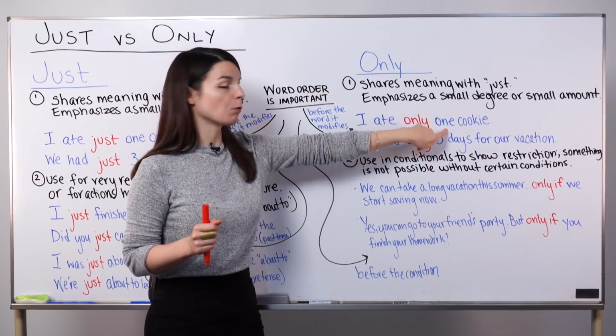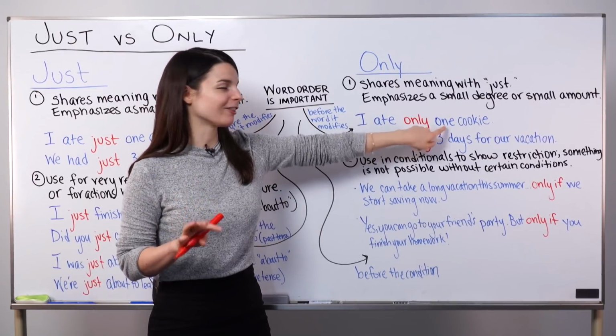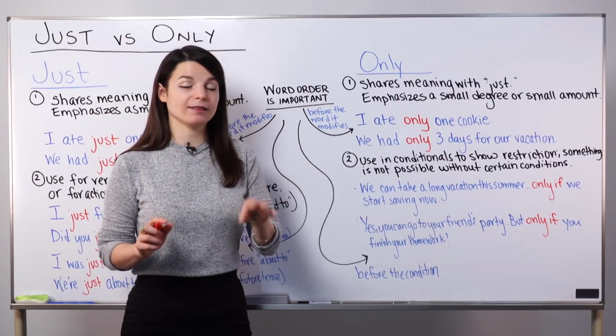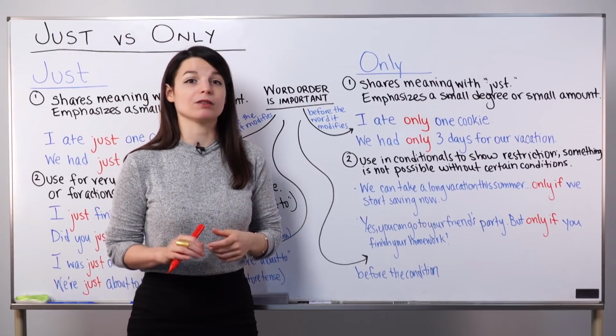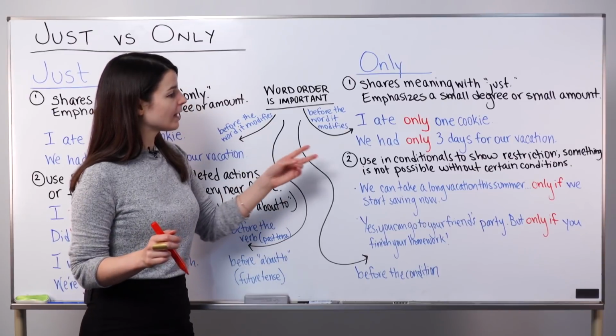Here, it comes before one. So I ate only one cookie. So not 2, not 3, not 4. I ate only one. So keep this in mind. This is a key point that many native speakers have trouble with too. Okay, let's take a look then at the second use.